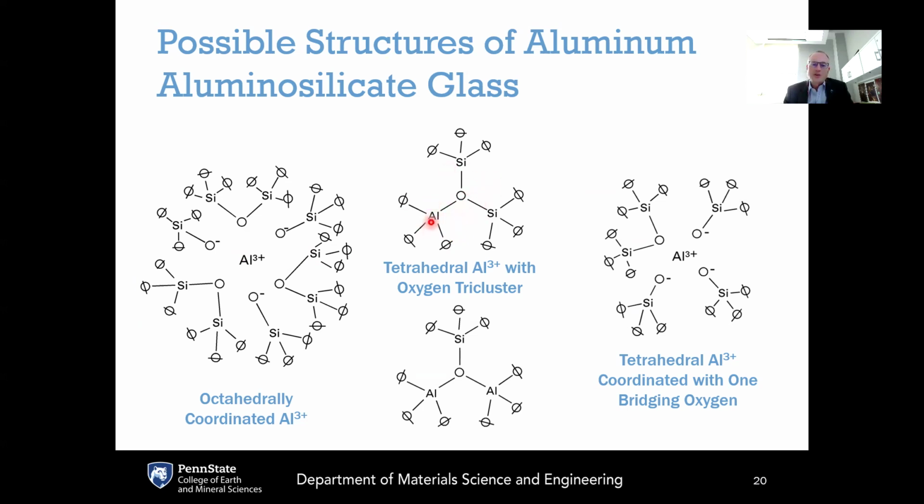The alumina tetrahedra could form a tricluster with 2 silicon units, as shown here, or it could form a tricluster with a silicon unit and another alumina unit, which is probably less favorable.